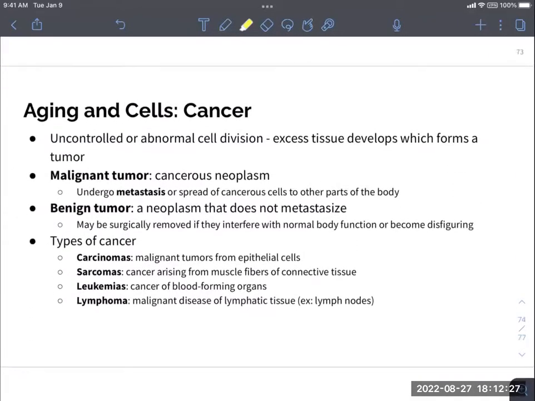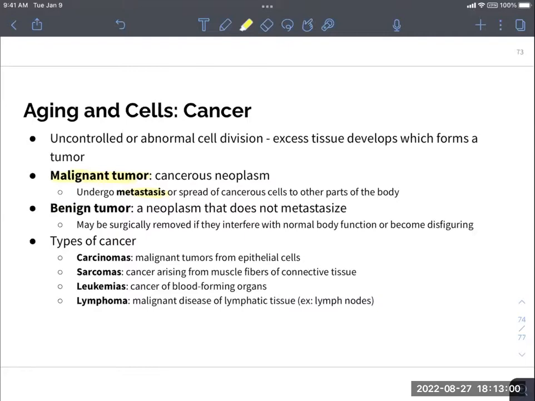Other things that happen when we age. We could start to have uncontrollable or abnormal cell growth, cell division. This is where excess tissues form and they turn into some kind of tumor. We could grow a malignant tumor. That's a cancerous neoplasm. Malignant tumors are actually malignant because they undergo metastasis and they spread from one part of the body to another part of the body.